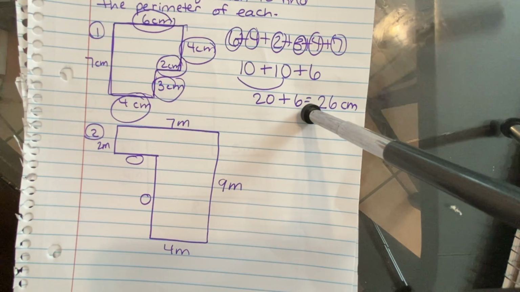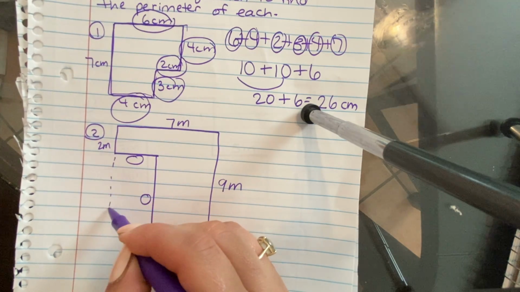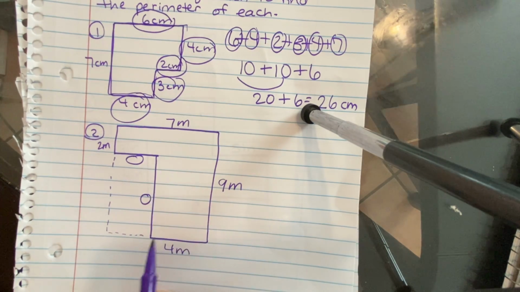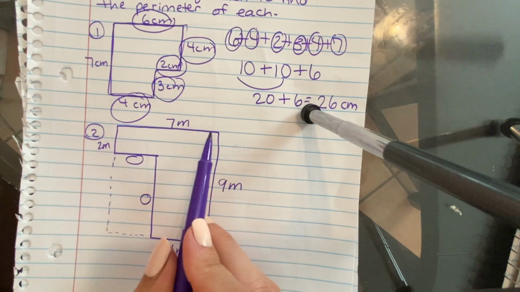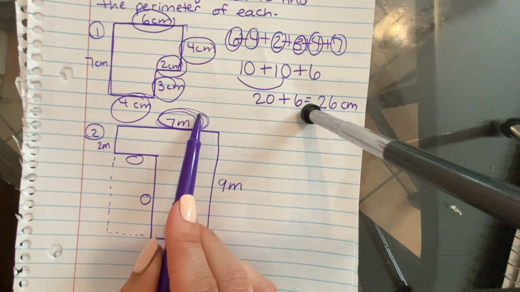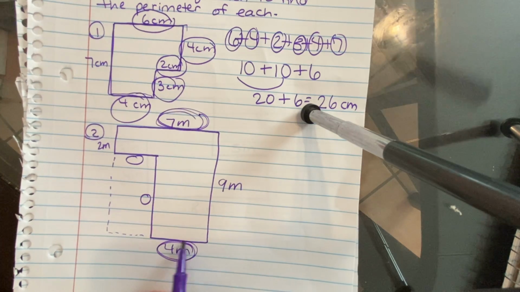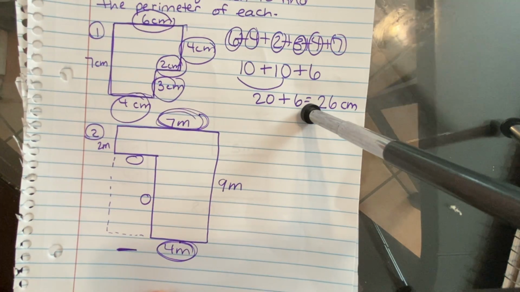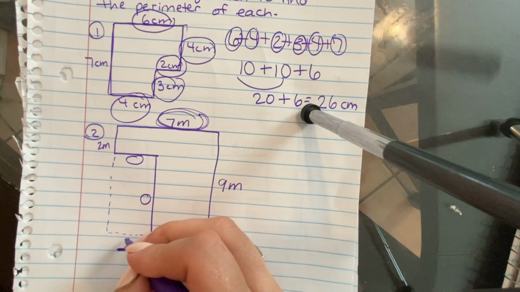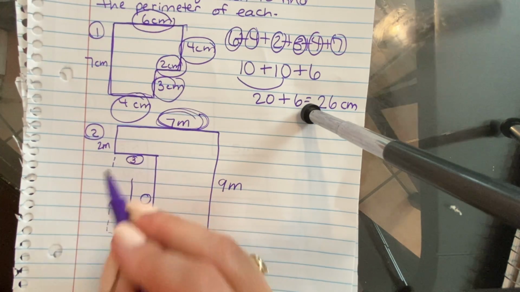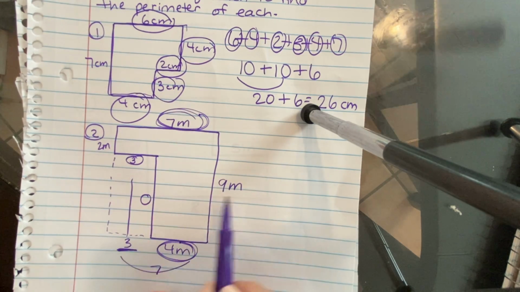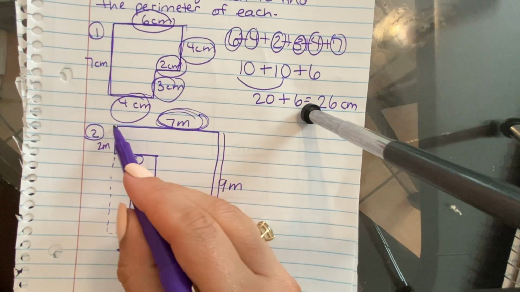Okay, next. This one was tricky because it doesn't have this one and it doesn't have this one. Okay, so I'm going to pretend like there's a whole rectangle here. I'm going to do some dotted lines. What do I know about rectangles? This side is going to equal this side. So if this is 7, and I already have 4, what can I add to 4 to get to 7? 3. So I'm just going to bring that up here.